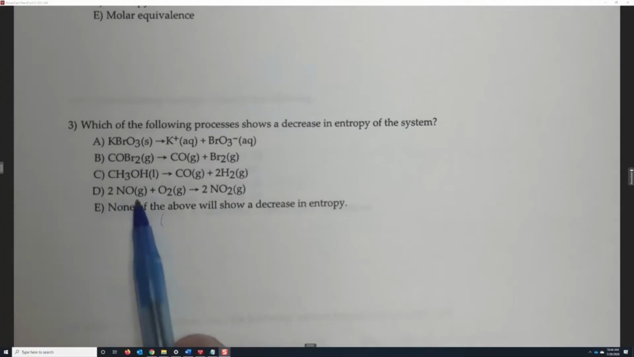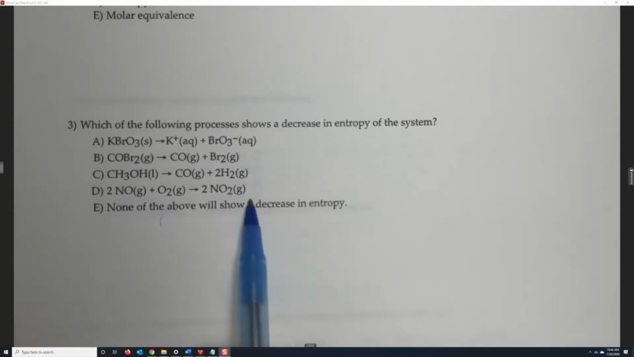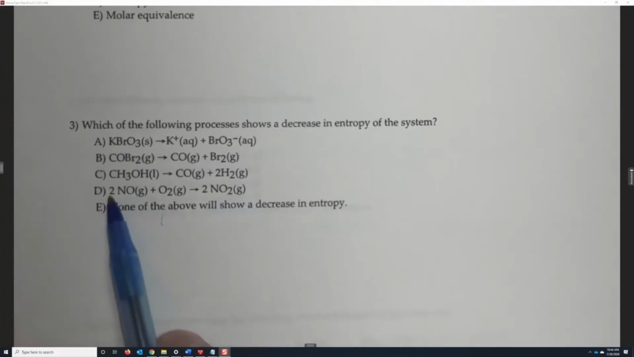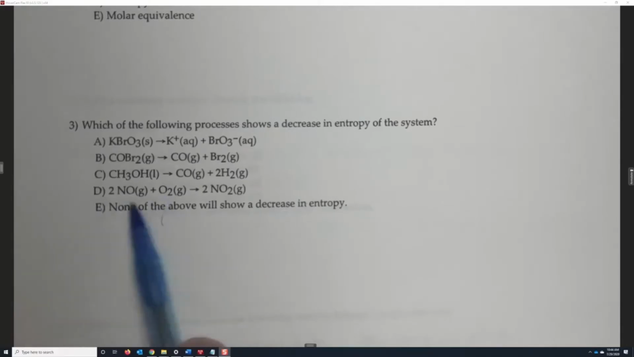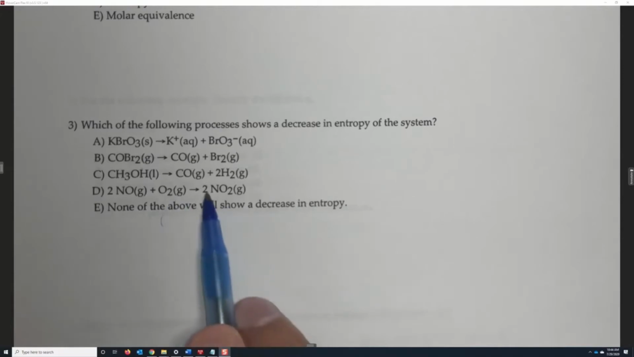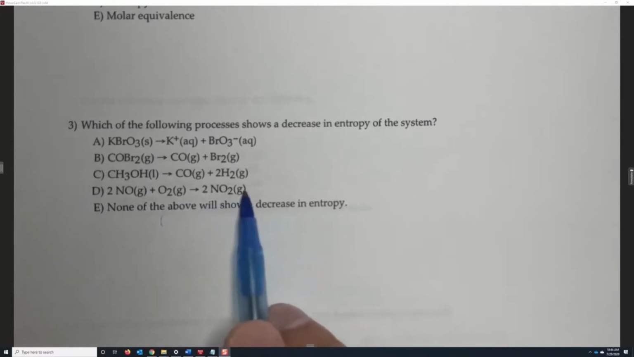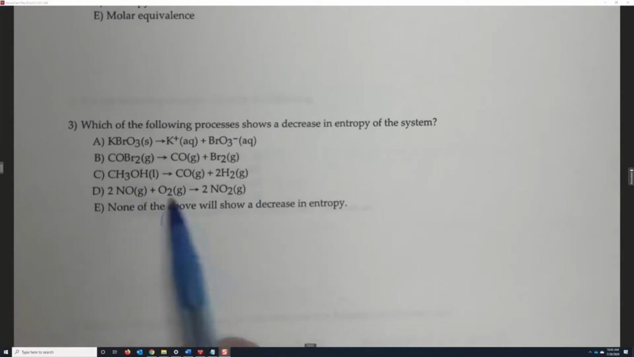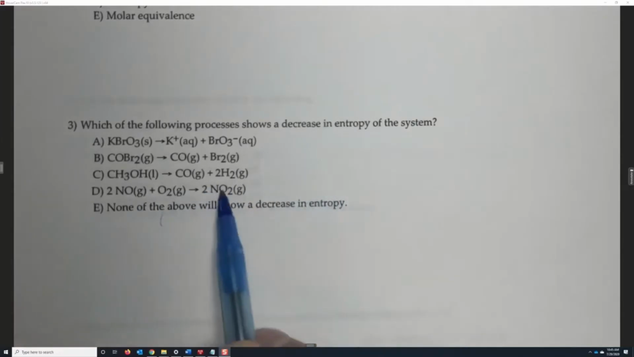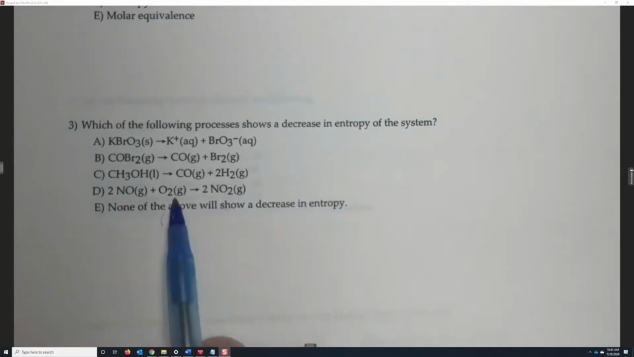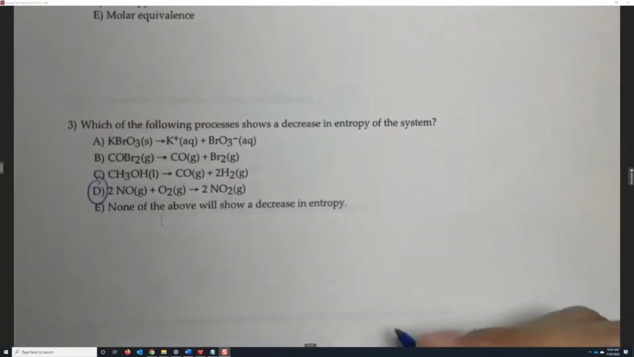In this case, we have 2NO plus O2 yields 2NO2. We have 3 moles of gas on the reactant side, and we only have 2 moles of gas on the product side. So 3 moles of gas becomes 2 moles of gas. Here we have a decrease in entropy. This is more ordered because it's only 2 moles of gas flying around. This is more disordered because it's 3 moles of gas flying around. So the answer here is choice letter D.